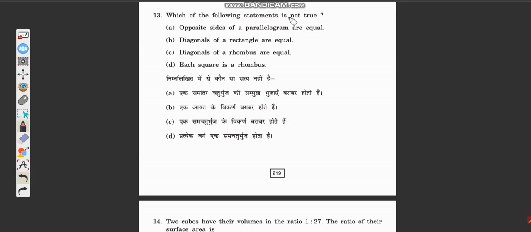Which of the following statements is not true? Opposite sides of a parallelogram are equal. Yes, in a parallelogram, opposite sides are equal. We know that this is correct. And diagonals of a rectangle are equal. Here, not true is asked. Diagonals of a rhombus are equal. This is wrong. In a rhombus, diagonals are different. That's why the area of a rhombus is half D1 into D2. D1 is different, D2 is different. So this is wrong. Each square is a rhombus. This is correct. So not true means option C is correct.